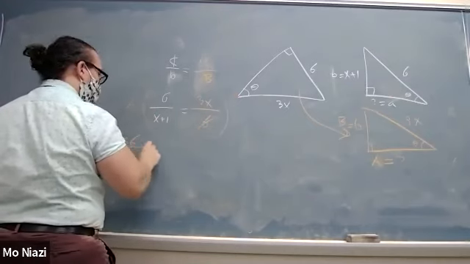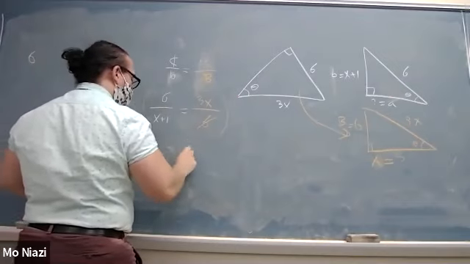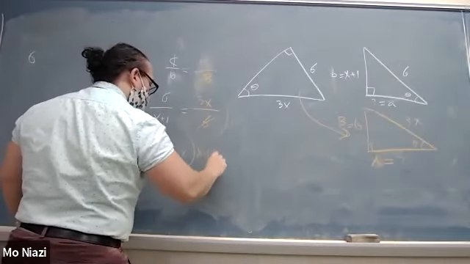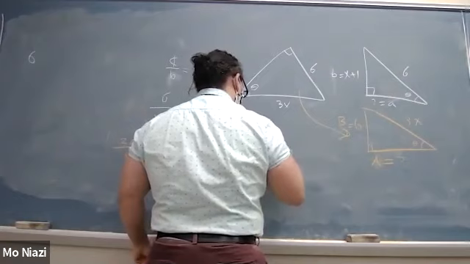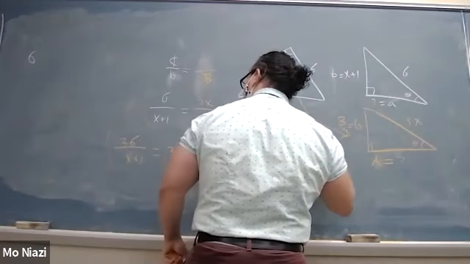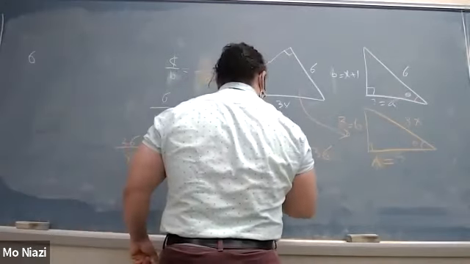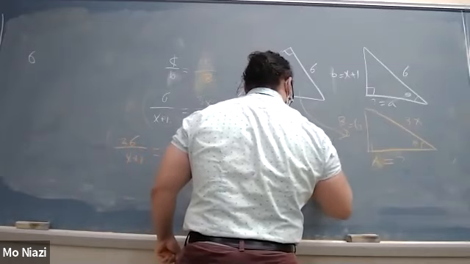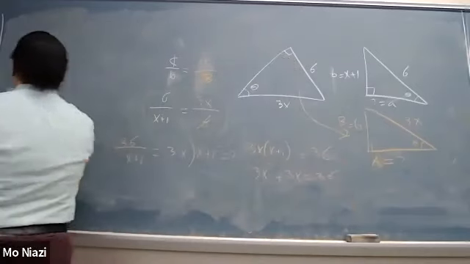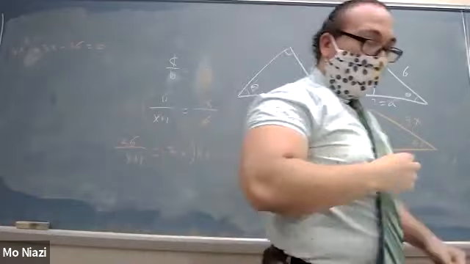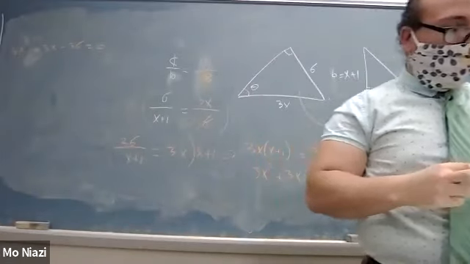So you get 36 over x plus 1 is equal to 3x. Then we multiply both sides by x plus 1. This implies we get 3x times the quantity x plus 1 is equal to 36. Distribute that 3x to each of these. You get 3x squared plus 3x is equal to 36. Subtract the 36. 3x squared plus 3x minus 36 is equal to 0. Now we have a quadratic equation that we can solve for the variable x.